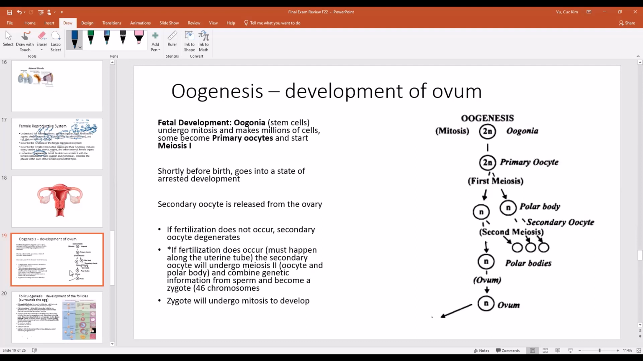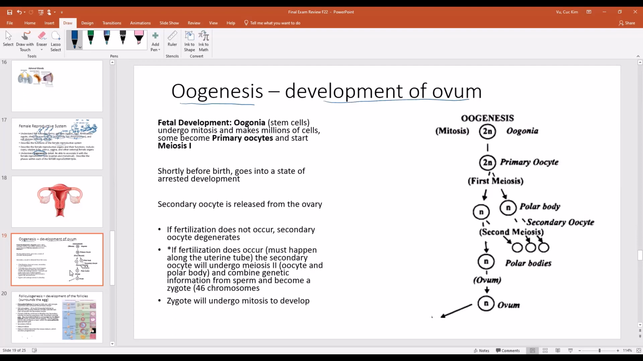So the first thing that we're going to cover is oogenesis, and I've heard it pronounced multiple ways, oogenesis or oogenesis, okay? Either way is fine as long as you know what it is. Oogenesis is the development of the ovum, okay?